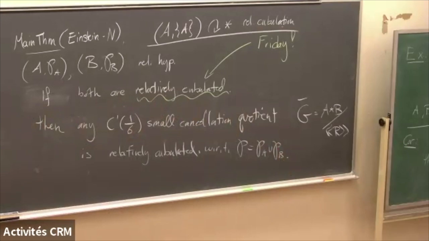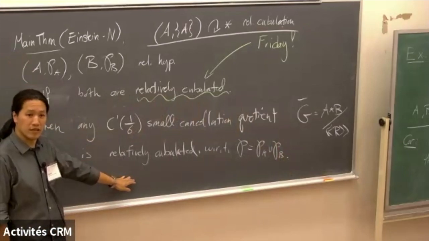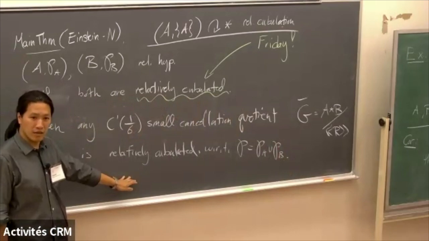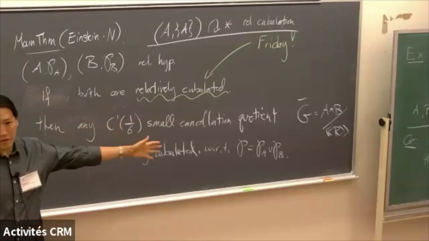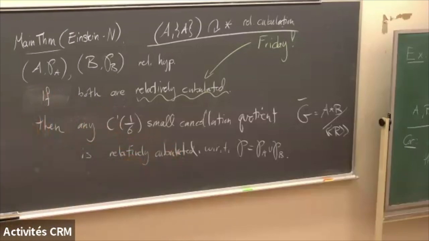But right, that is one way to interpret this. Start with whatever groups you like, take a small cancellation product, and it will act relatively geometrically on a cube complex. You don't need to know what the groups are. That's sort of the whole point of why we can prove this corollary.